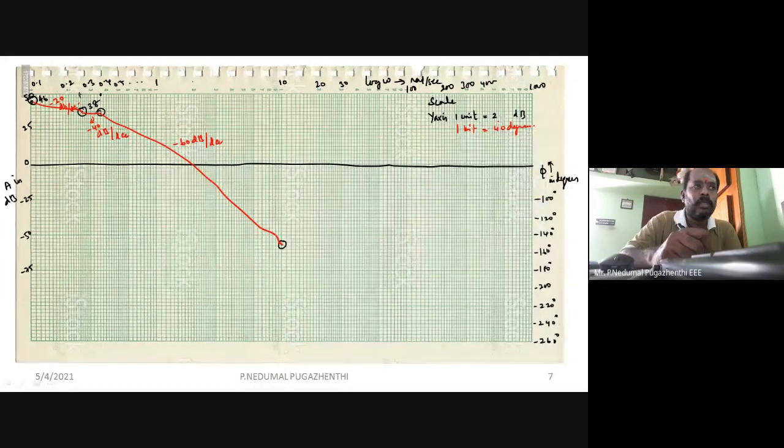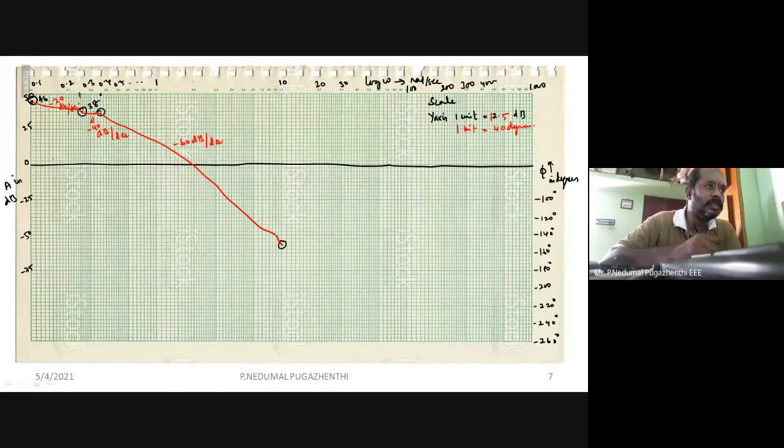If I am taking one unit, it is going to be 12.5 for every 5 lines. You can see that the box is for every 5 lines. If I choose it for 10, then it is going to be 25, right? 12.5 here, for every 5 lines, it is going to be 20 degrees. That is one unit, right?